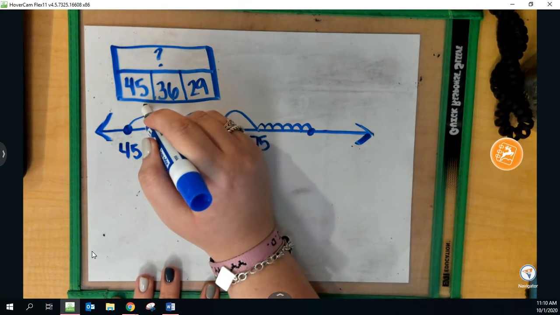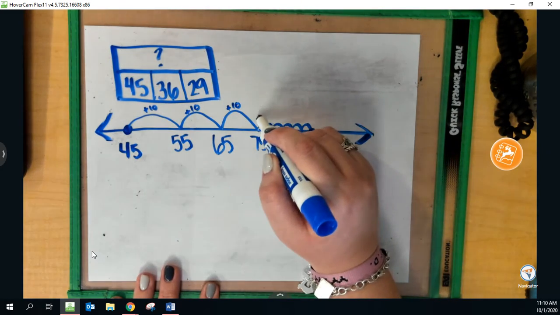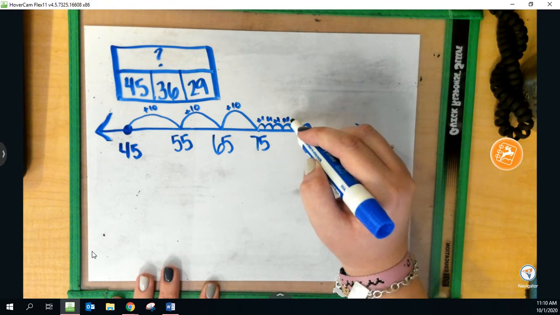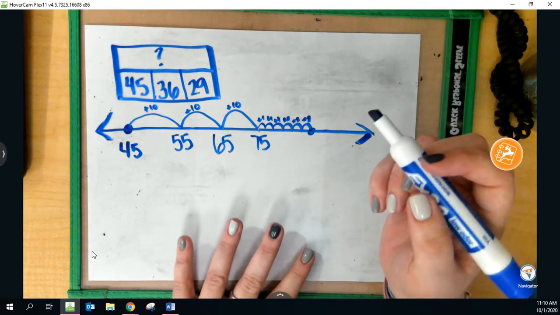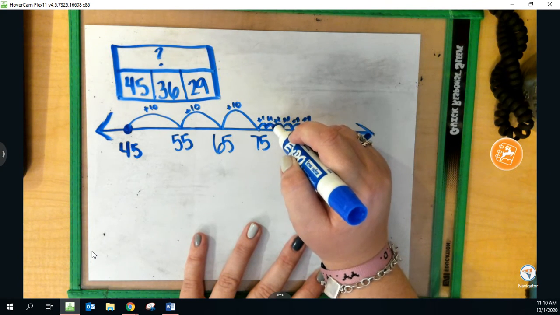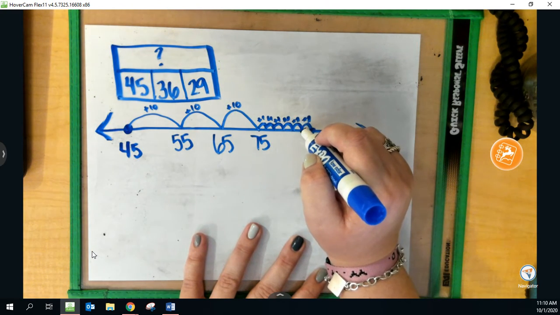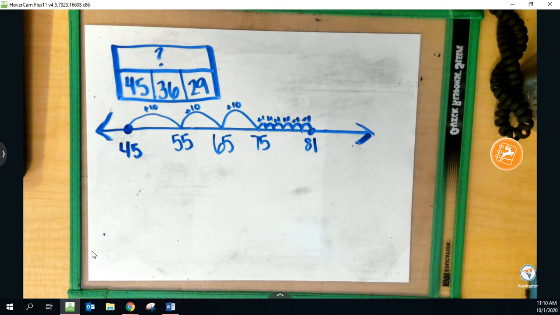Okay, so I know that this was plus 10, plus 10, plus 10, plus 1, plus 1, plus 1. Wow, my marker's too thick. So if I count on from 75 for each one of these ones, watch what I do. 75, 76, I'm tracing it. 77, y'all count. 78, 79, 80, 81 is where I'm stopping.